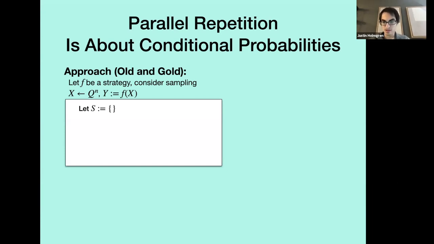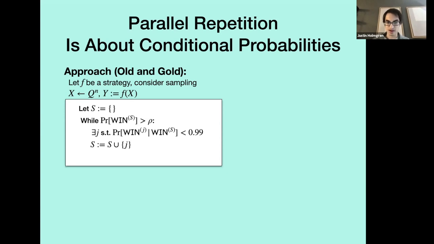And what we'll do to analyze this is we'll think about what is a set of hard coordinates, a set of coordinates in which the players cannot win with very good probability, and we'll build up this set inductively. So we'll start with nothing. So the players win in the nothing set with probability one, vacuously. And we'll iterate by saying that as long as this set is a set of coordinates in which the players are winning with a relatively high probability above some threshold, then there exists some other coordinate such that, conditioned on winning in all the coordinates that you've considered so far, the probability of winning in this new coordinate is still bounded away from one. So it's less than 0.99. And if you can do that, then you add this coordinate to your set and continue.